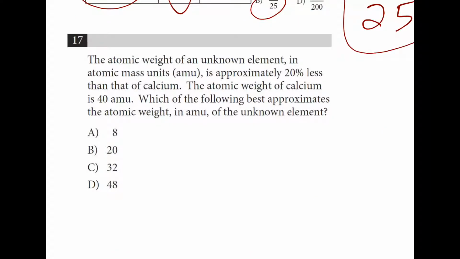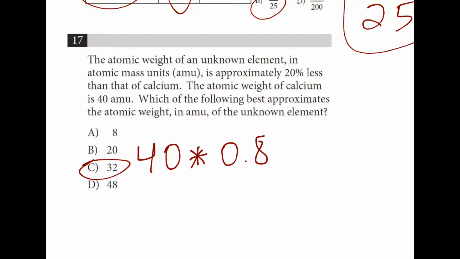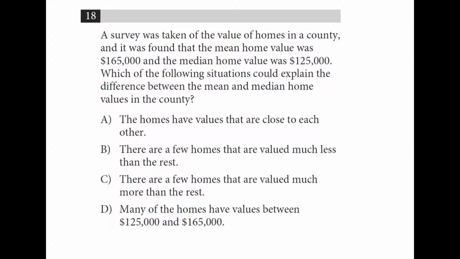17. The atomic weight of an unknown element in atomic mass units is approximately 20% less than that of calcium. The atomic weight of calcium is 40 AMU. Which of the following best approximates the atomic weight in AMU of the unknown element? So if something weighs 20% less, I can start off with 100% and subtract 20, and it's going to be 80% of that total. How do I do that as a decimal? How do I multiply or take 80% of 40? 40 times 0.8, and this gives me 32.